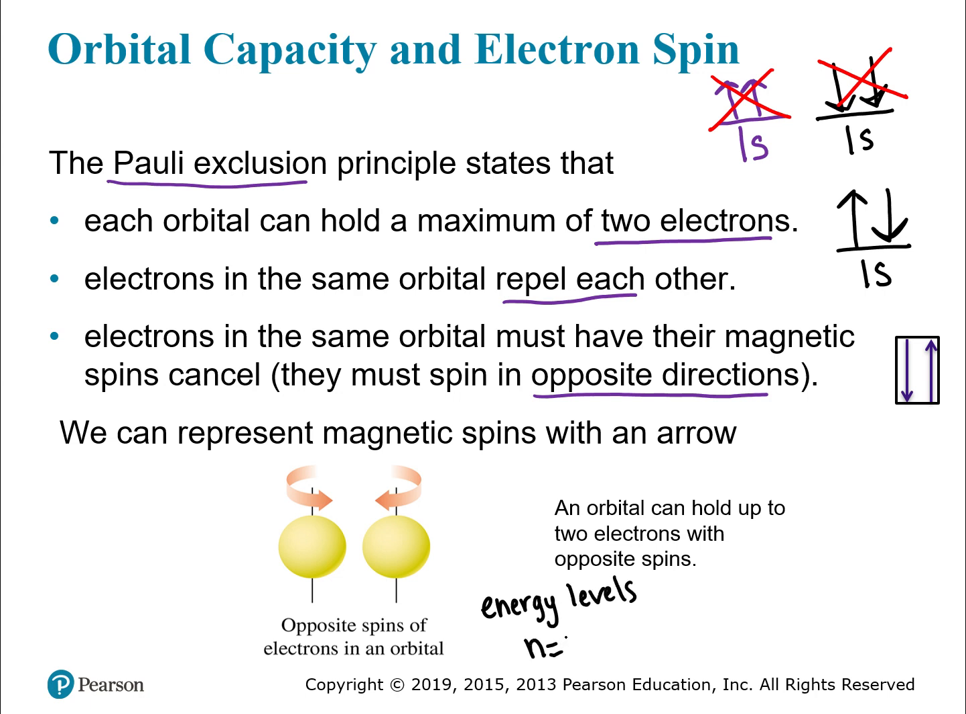Like n equals 1. Then we have sublevels, like the 1s. And then we've got these orbitals.